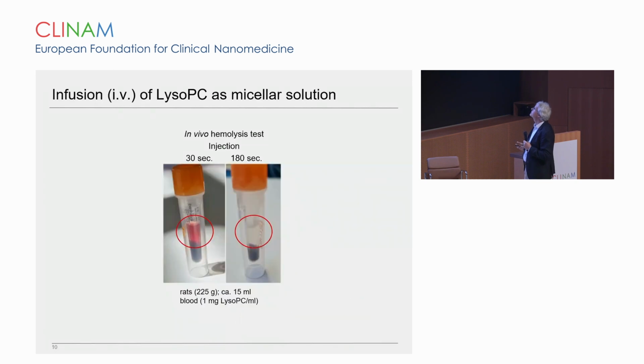And this can be illustrated. This was a pre-experiment, but good for illustration. On the left, we injected Lyso-PC into rats rapidly. It took 30 seconds, and you clearly can see hemolysis. And on the right, we did it over a longer time, 3 minutes, and there is absolutely no hemolysis. But this is only for visualization.